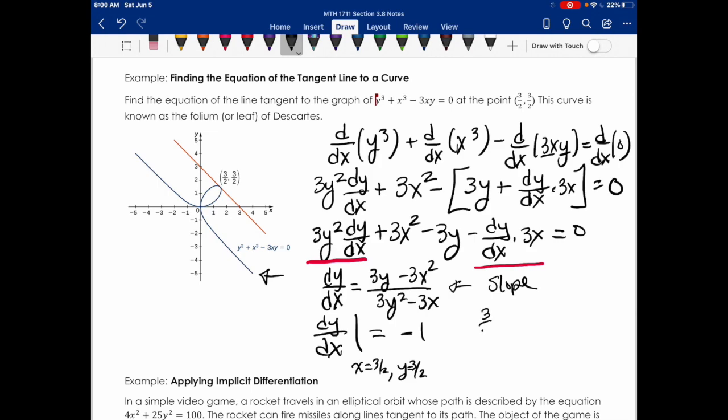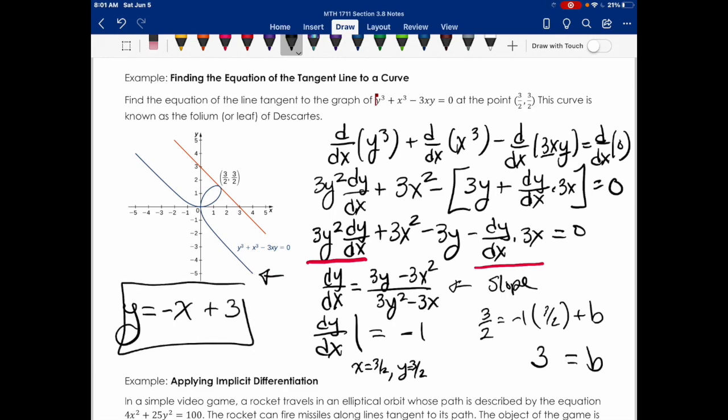Now I've got to find b, so I'm going to plug in 3/2 for y. I'm going to plug in -1 for my slope, 3/2 for x, and then I can solve for b. When I find b, you're going to get 3. So my final answer for my tangent line is going to be y is equal to -1x plus 3. So that's this line here, that's in orange. That's the tangent line at this point on the curve, 3/2, 3/2.